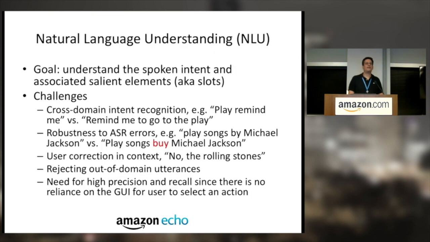Natural language understanding, also to understand what was the intent of the user. Also here we have many algorithms around understanding what they want. So sometimes there is cross-domain intent. So for example, "play remind me" versus "remind me to go to the play." It's the same words, but totally different intent. I can tell you that Alexa will try both of them. Each one will return a score, and this is how we select what to use, or it's going to be based on the context.